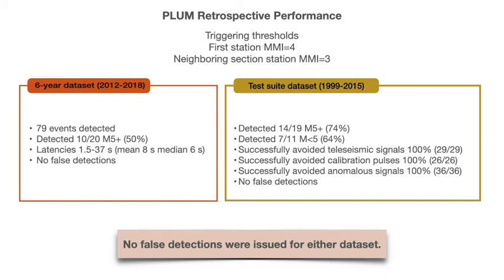The PLUM latencies, time of detection after origin time, are 8 and 6 seconds for the mean and median, respectively, values on par with other algorithms. The most notable finding for the test suite data is that PLUM successfully avoids all teleseismic signals, calibration pulses, and anomalous signals, and no false detections were issued for either dataset.